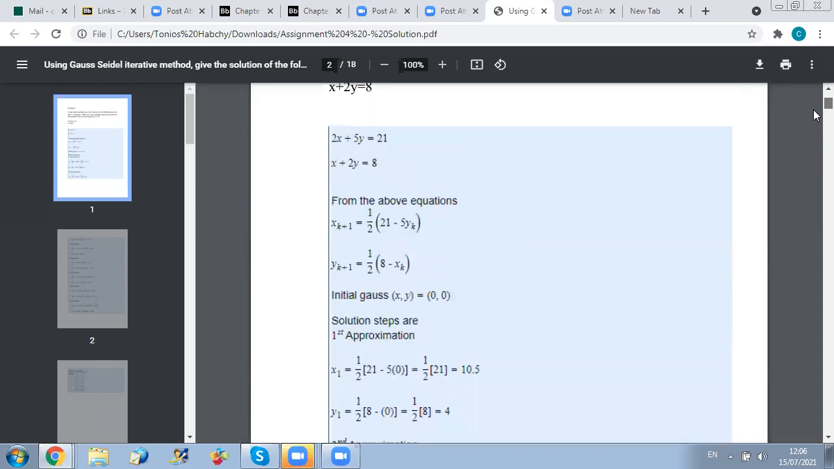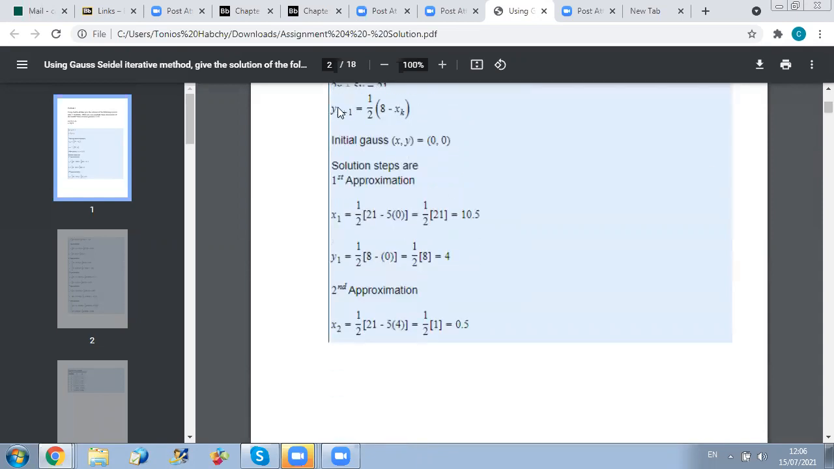This is the first iteration. In the first iteration, you replace y by y0 and x by x0, which are 0, 0. So you get x1, y1.